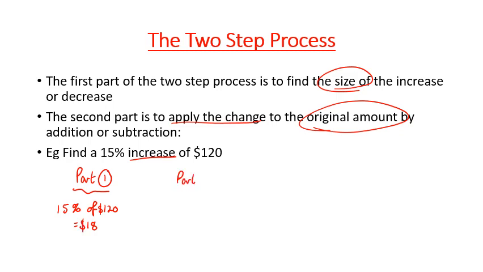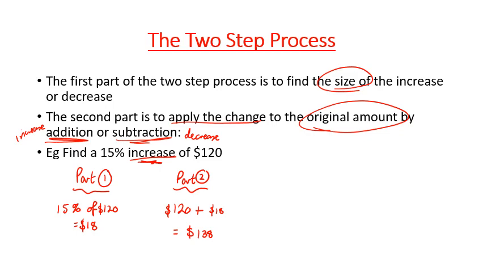Now the second part of our process is we add or apply the change to the original amount. Adding is an increase. Okay, subtracting is a decrease. In this particular case, we're increasing, so we've got our original amount of 120. We're adding the size of the increase, which in this case is 18. So we know that this is going to give us $138. So therefore we can say a 15% increase of 120 is equal to $138.